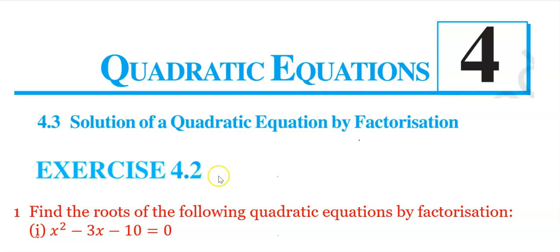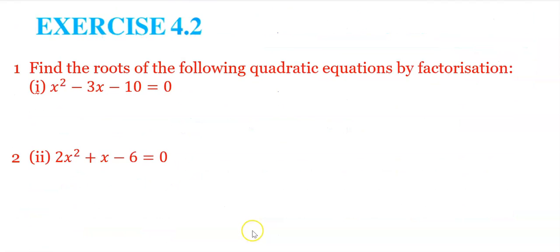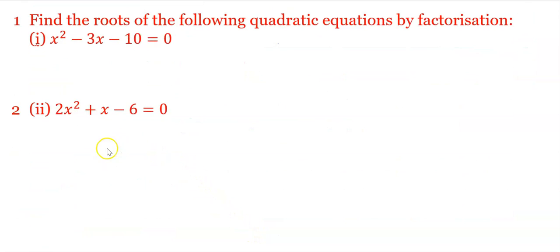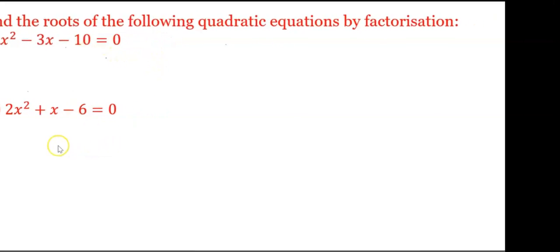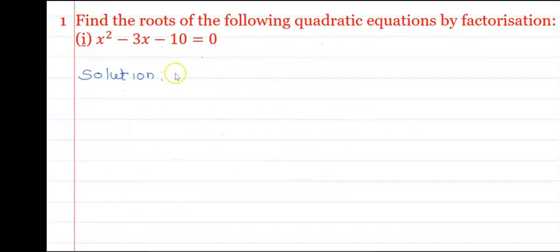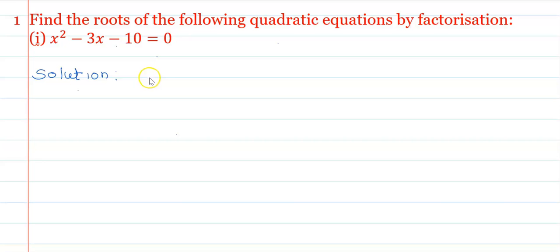Now let us start the first example. Find the roots of the quadratic equations by factorization. Okay. The first example is x square minus 3x minus 10 is equals to 0.